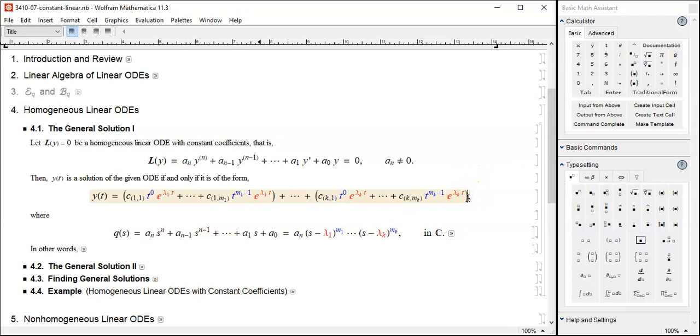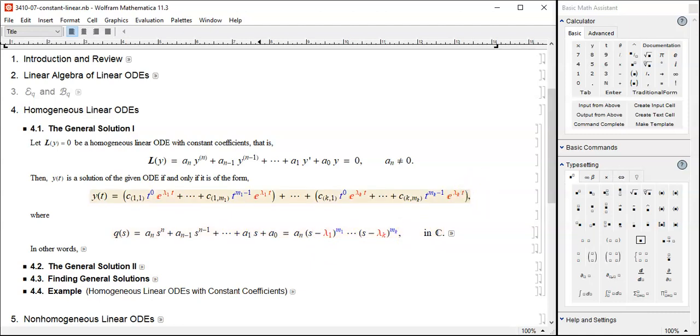Now let's look at the power part. T to the 0 power, and then first power, second power, third power, and so on, all the way over to m minus 1 power. That corresponds to the m value, the multiplicity. And that was the first batch, and then second, third, fourth, and so on, kth batch, exactly the same. So the powers correspond to the m value, the multiplicity, and the exponential corresponds to the lambda value, the zero.